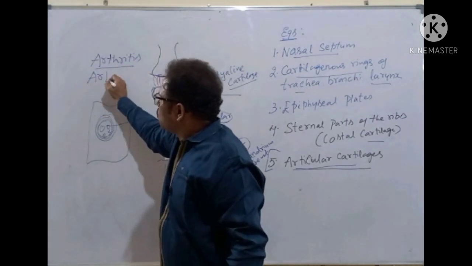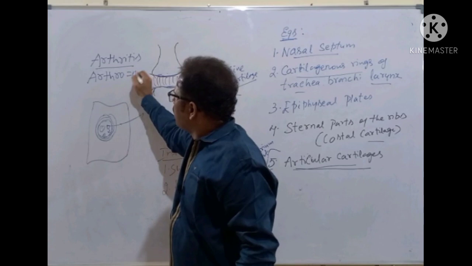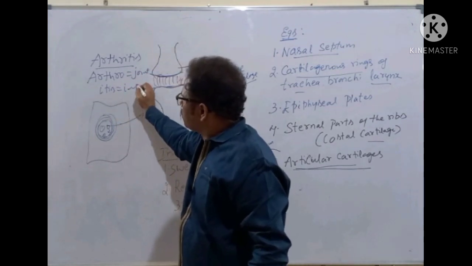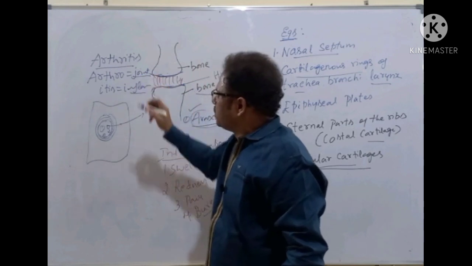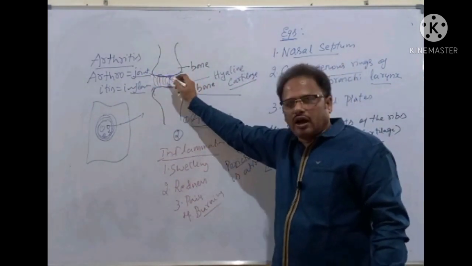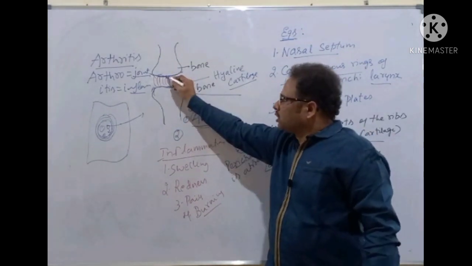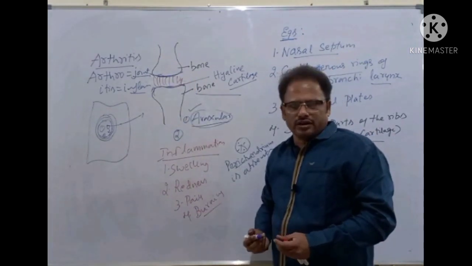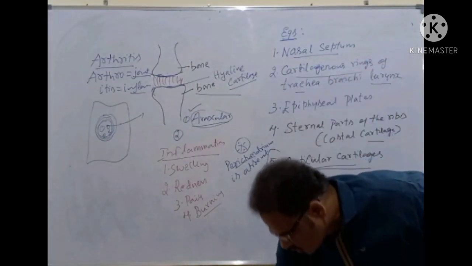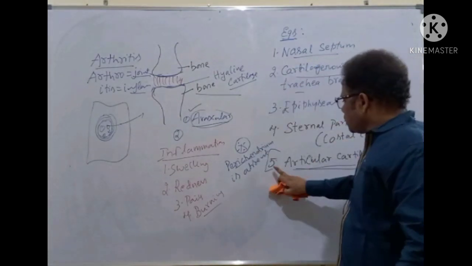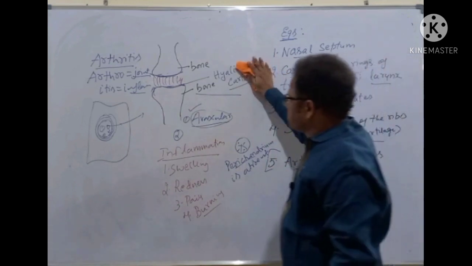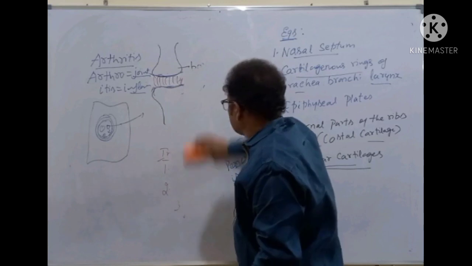Arthro means joint. Itis means inflammation. Inflammation of the joint is called arthritis. It happens because of the injured cartilage which cannot be regenerated here. You're following, students? So till now we have studied 5 examples. Now let's discuss the next example.